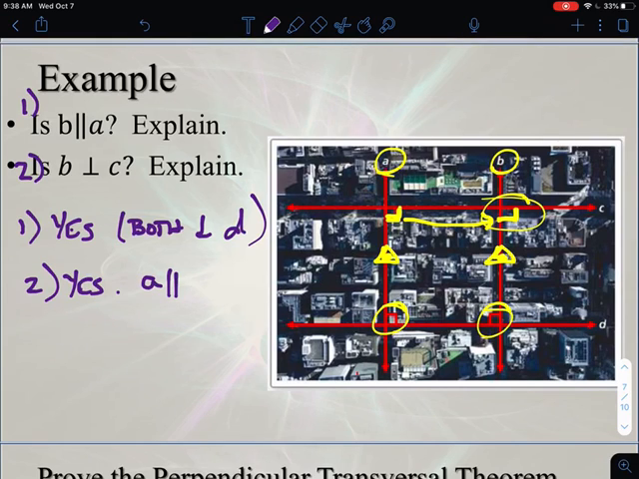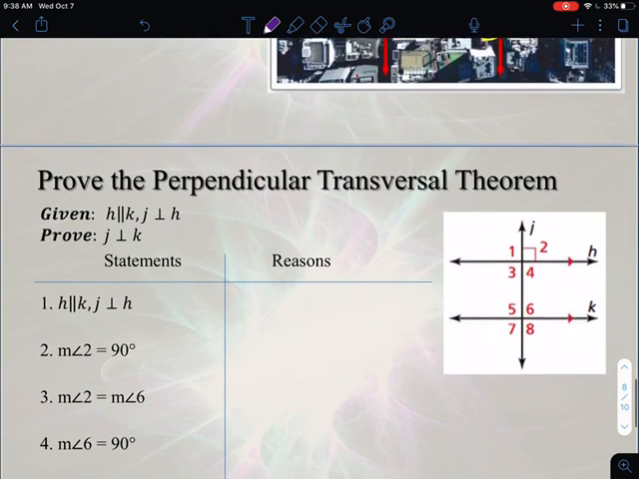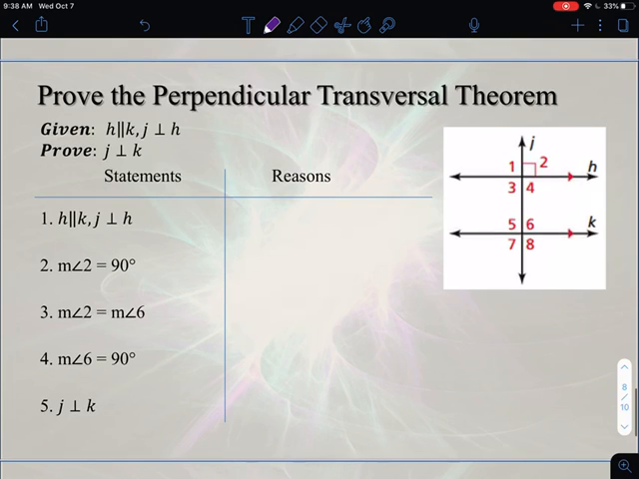And as far as an explanation, because A is parallel to B and A is perpendicular to C, B must also be perpendicular to C. Okay, so you don't have to have long drawn out explanations. All you have to do is just basically tell me what you see in the picture that tells you that's the case.